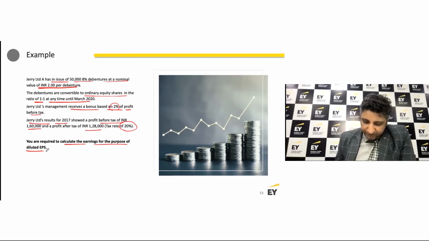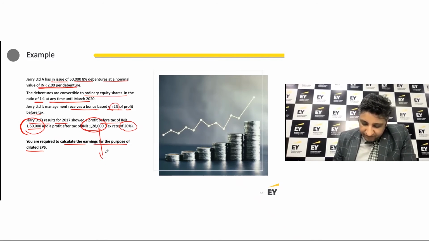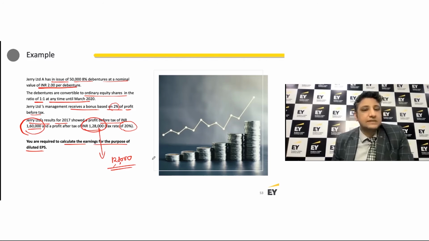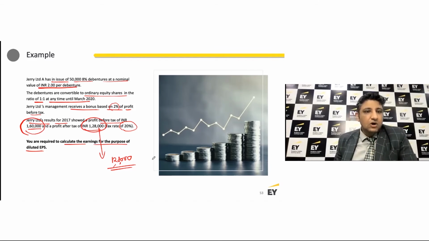Okay, so we have provided the profit before tax as 1,60,000 and the profit after tax as 1,28,000. Essentially, the profit which is relevant for us is 1,28,000. So we need to look at whether this profit is increasing or decreasing. That is where we start looking at the context. We're not given any information in terms of the existing number of shares, so let's not go there. What is important is the impact on the profitability. That's what we need to bring along. So let's take these figures.